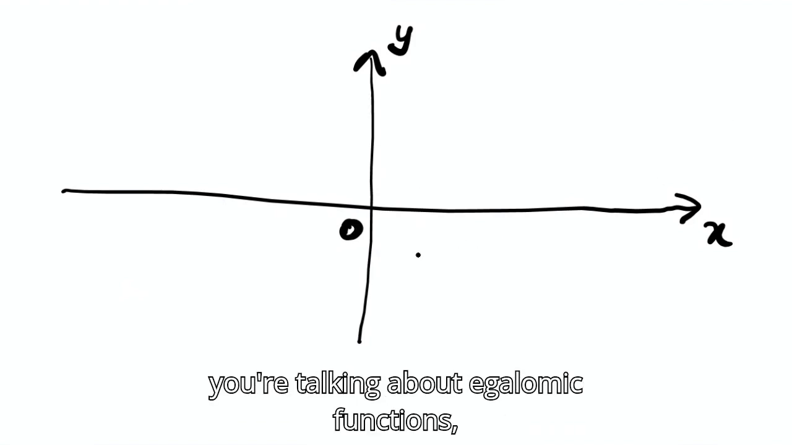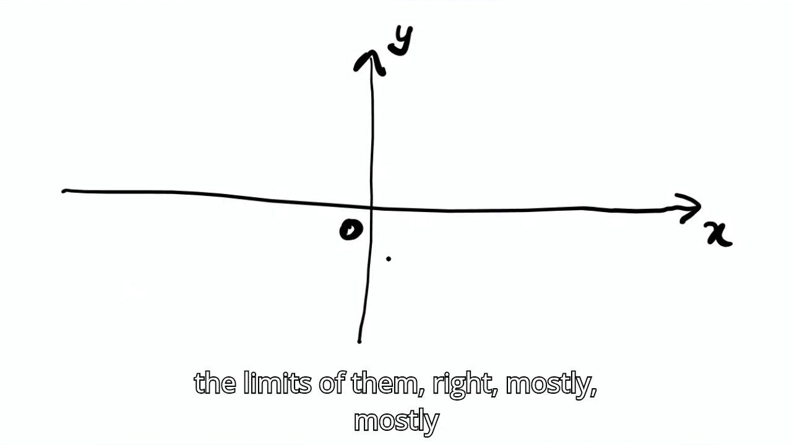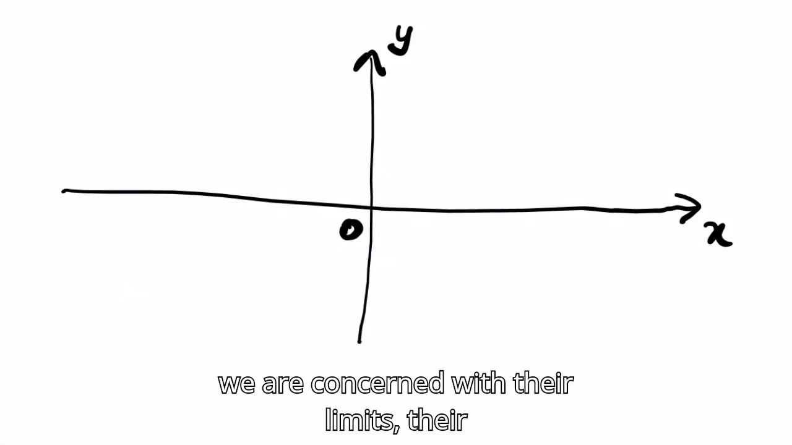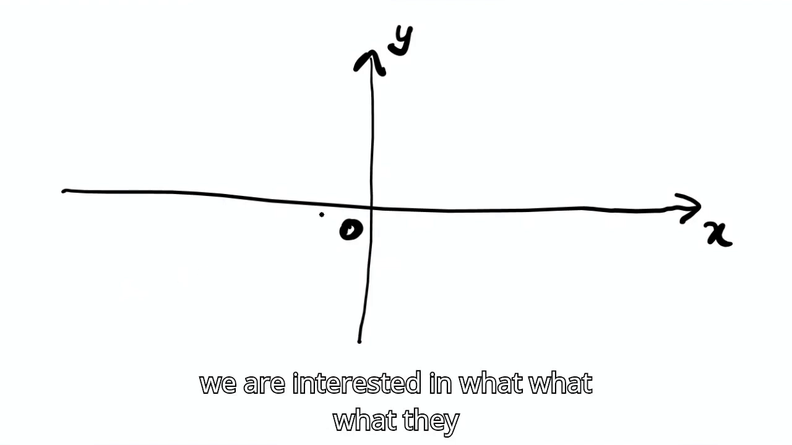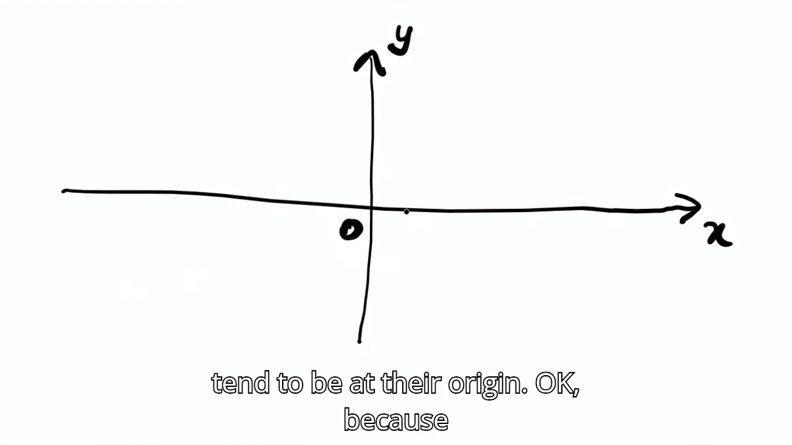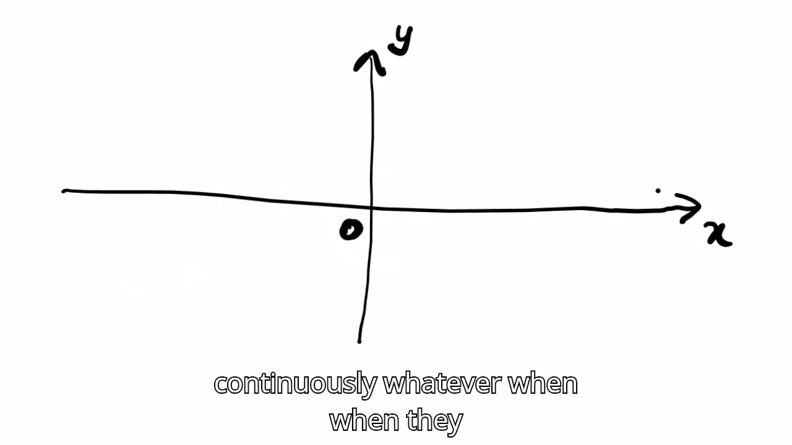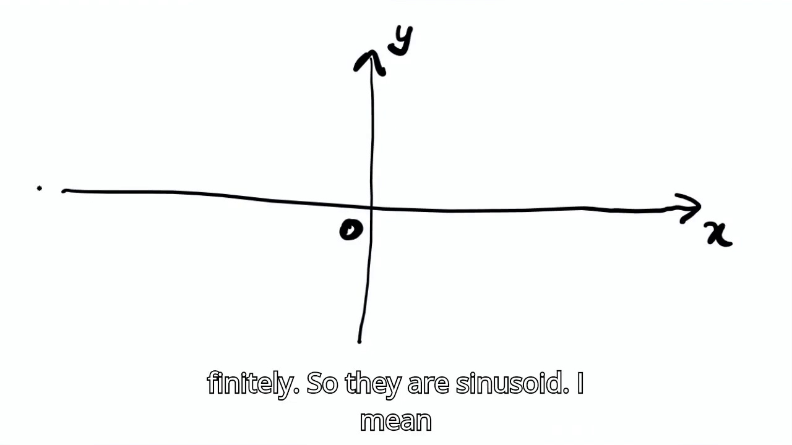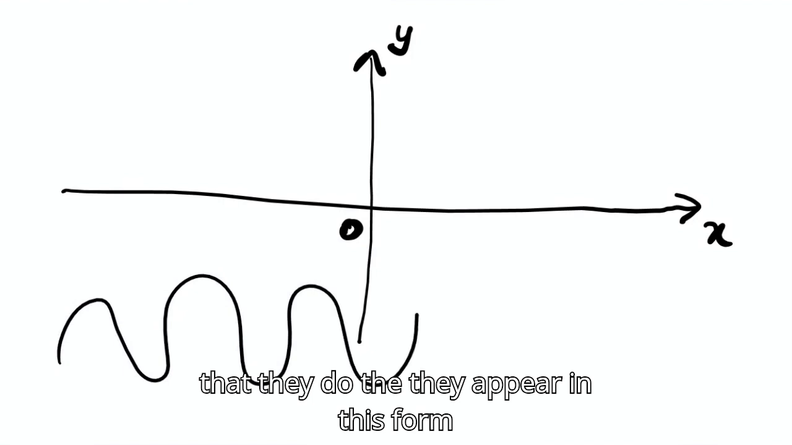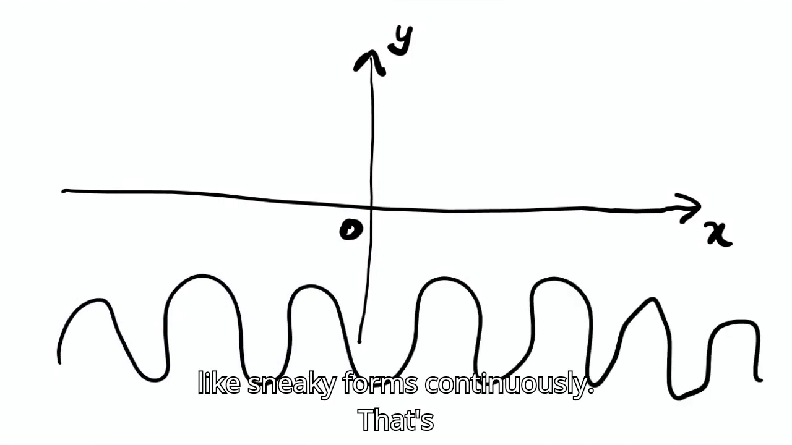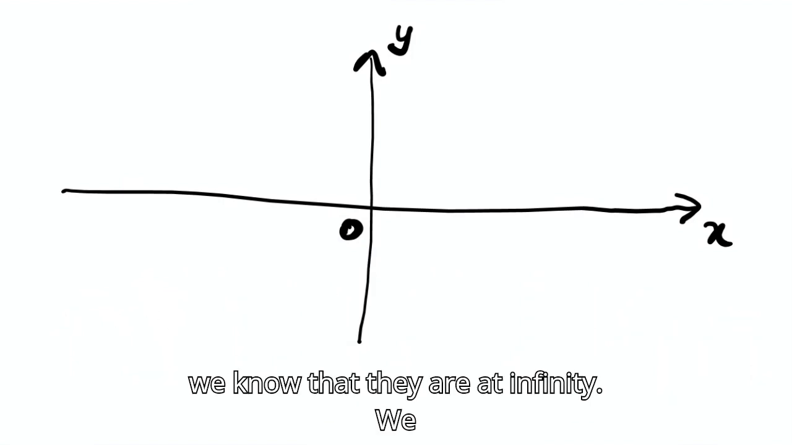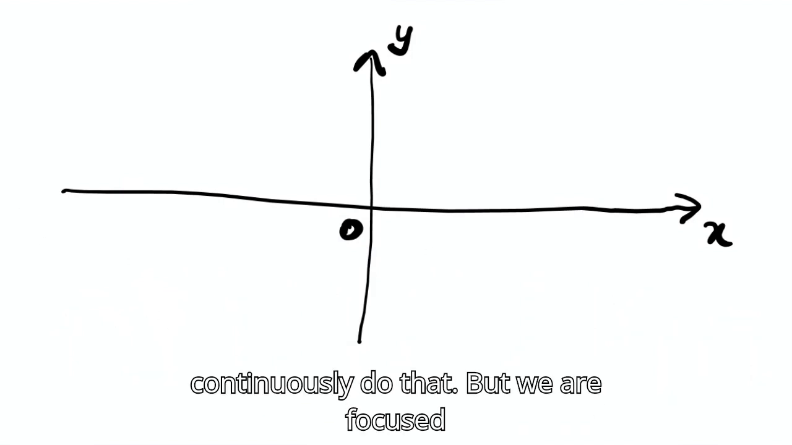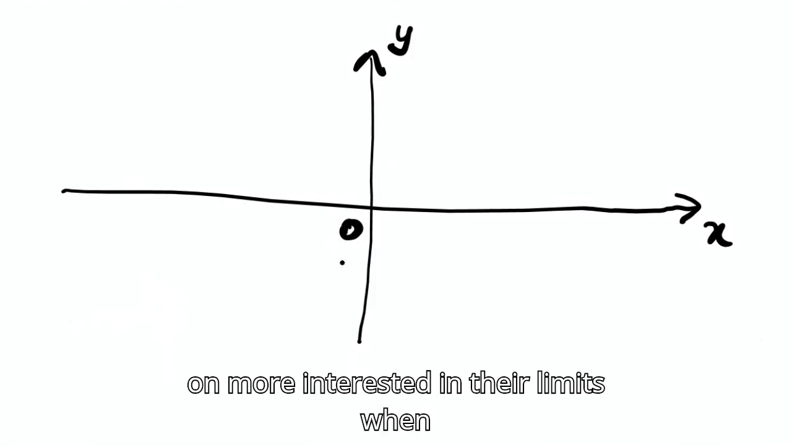So when you're talking about the limits of trigonometric functions, mostly we are concerned with their limit when they are approaching zero. So we are interested in what they tend to be at the origin. Continuously, they go infinitely. They are sinusoid, I mean they appear in this snaky form, continuously. That's what they do. But we are more interested in their limits when they are approaching zero.